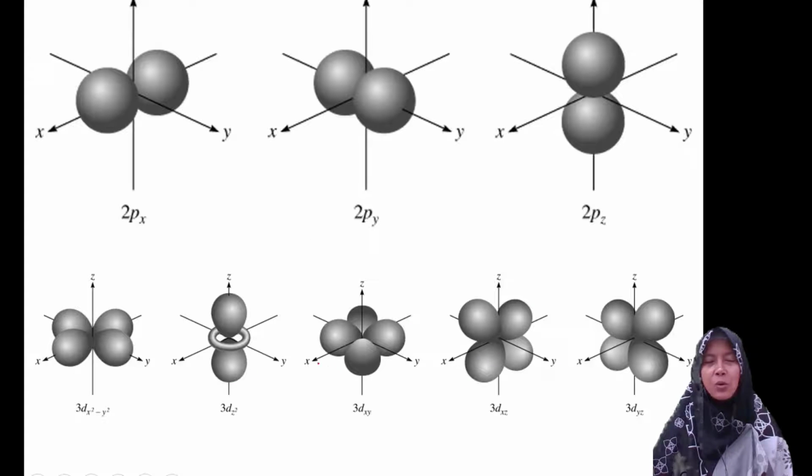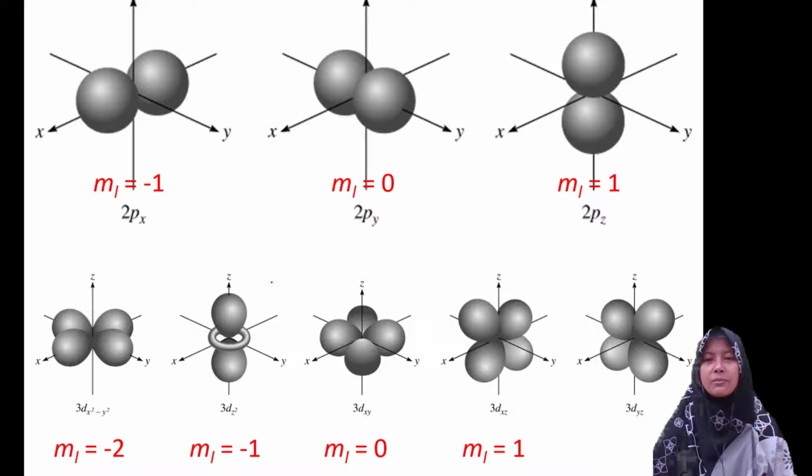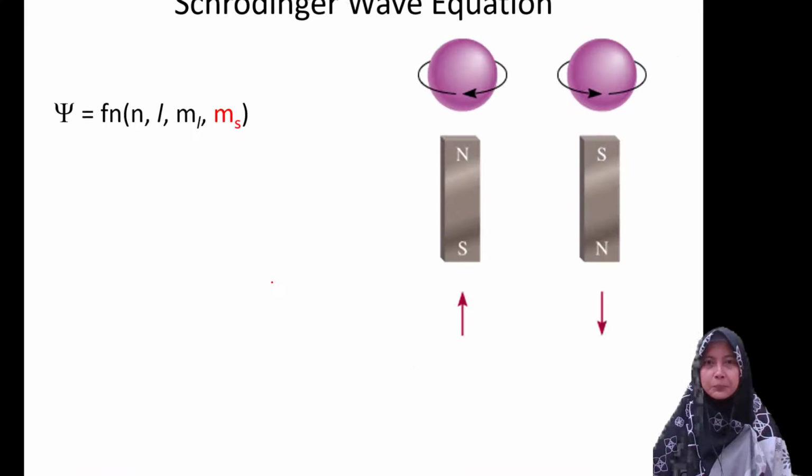Here are the orientations of the orbitals in space. As we mentioned before, the p orbital has 3 rooms, which is m equal to minus 1, m equal to 0, and m equal to plus 1. In a different way, the d orbital has 5 rooms, shown by the interval minus 2, minus 1, 0, plus 1, and plus 2.